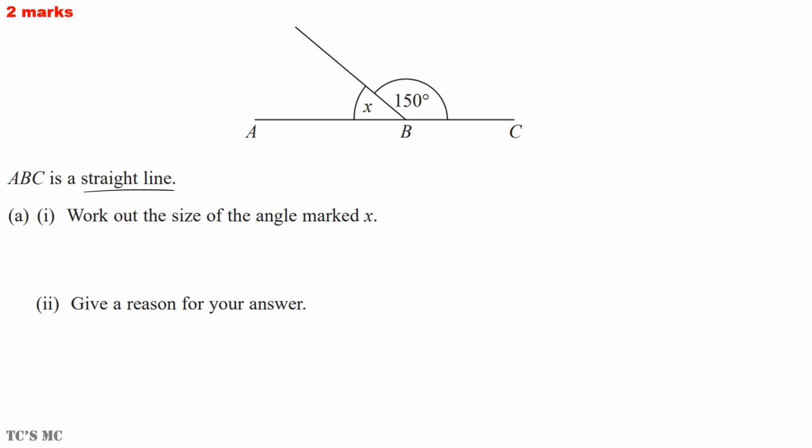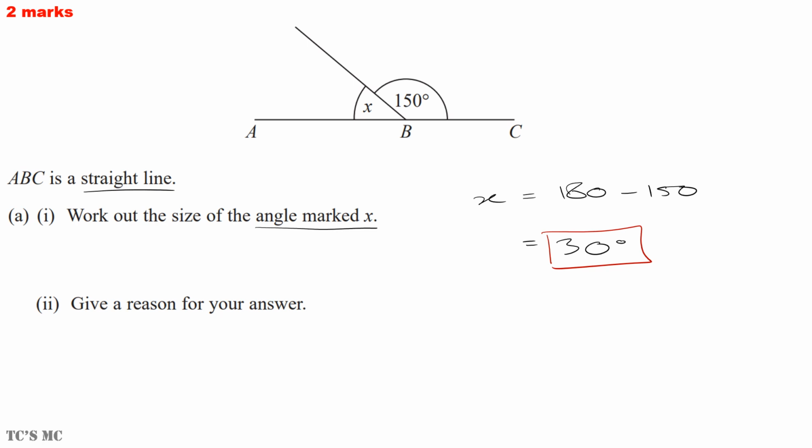ABC is a straight line. Work out the size of the angle marked X. To work out X, we need to do 180 degrees subtract 150 degrees. That gets us 30 degrees. And for writing 30 degrees, we have 1 mark.